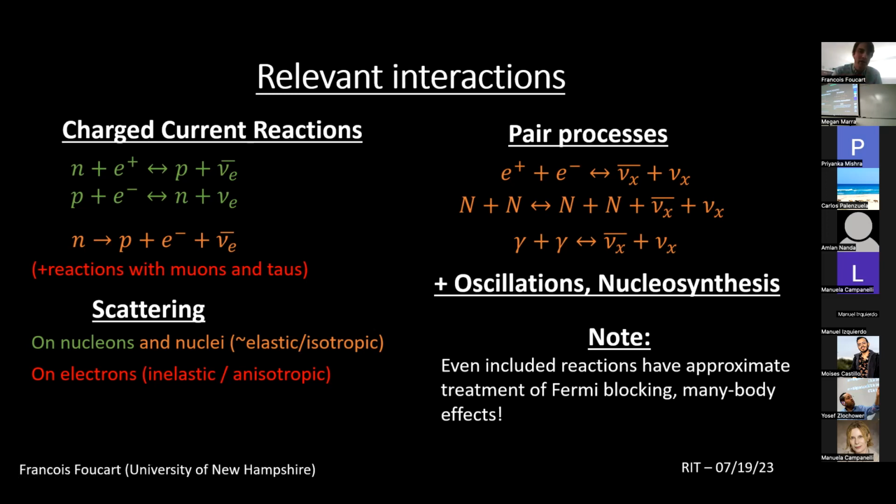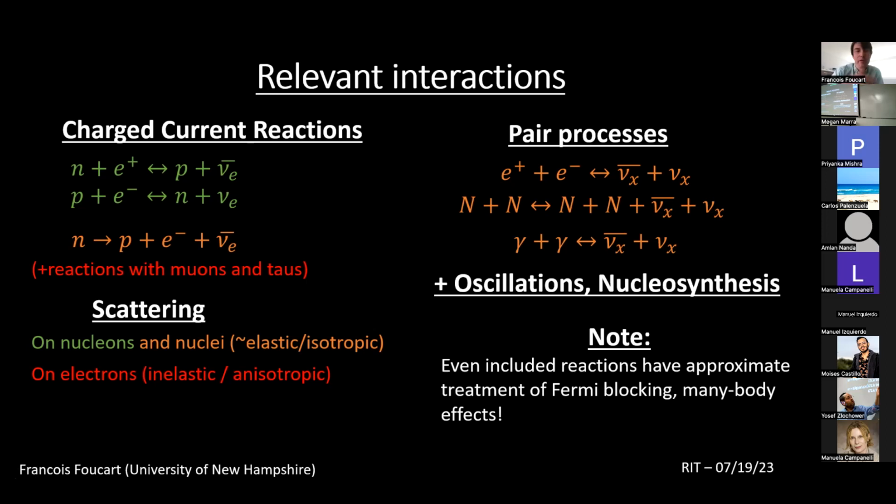But currently in simulations, most simulations include the first two reactions here in the calculation of the interaction rates. You might also worry about charge current reactions involving muon and tau leptons. But at this point in merger simulations, they are generally not included, even though the muon at least could potentially have some minor impact.